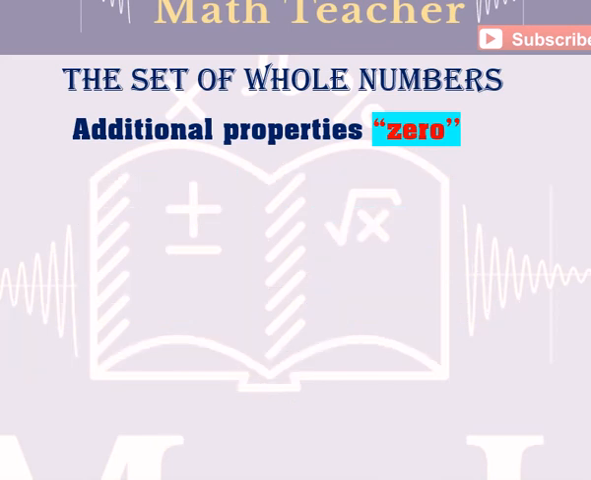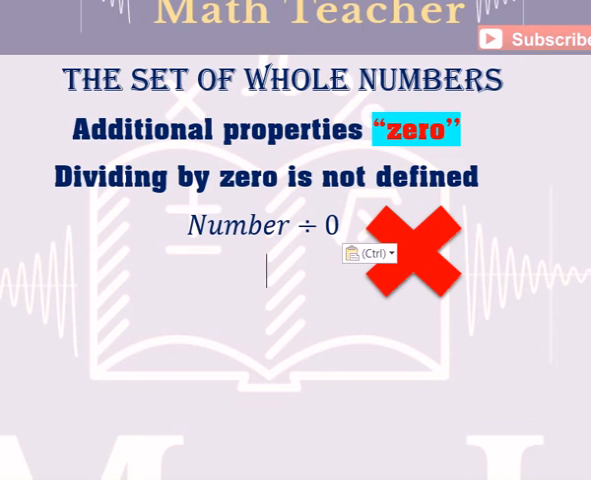You have to pay attention that we are not allowed to divide by 0, because if you divide a number by 0, the result is undefined. So this is everything concerning the whole set.